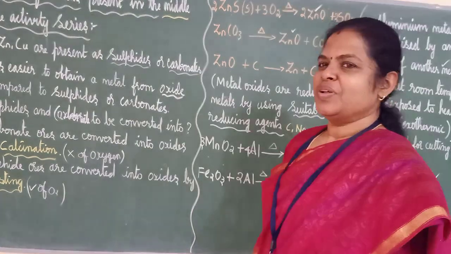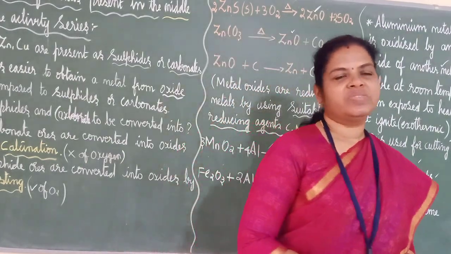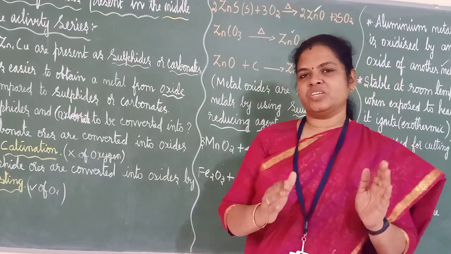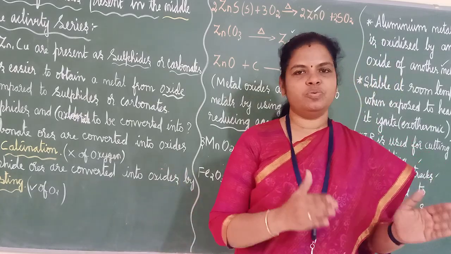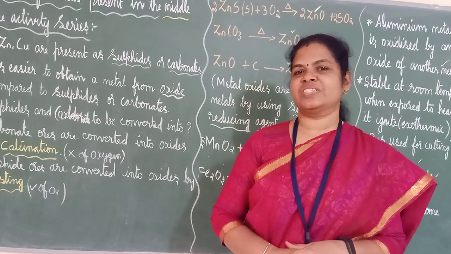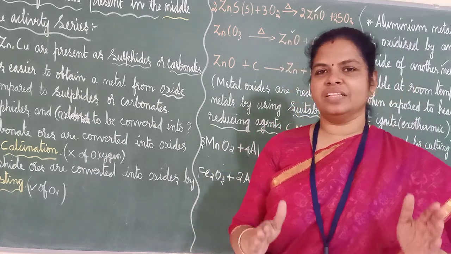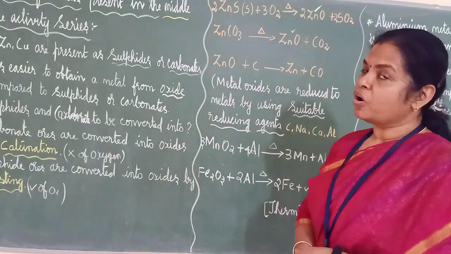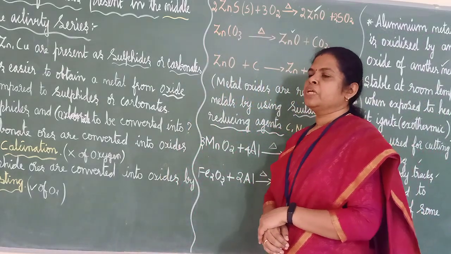Everyone, today we will study the next part. Yesterday we studied the first part in the flow chart. That is, metals are divided into three: highly reactive, moderately reactive, and least reactive. Today we are going to see the things in the middle of the reactivity series, that is, moderately reactive metals.